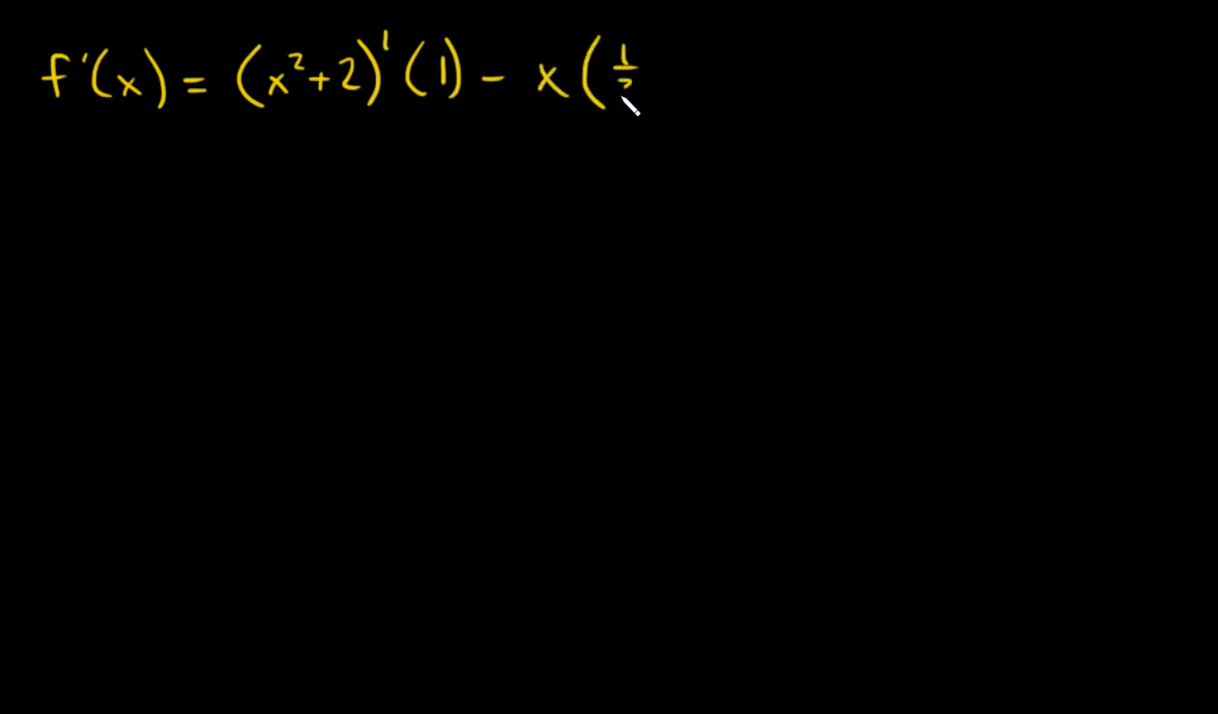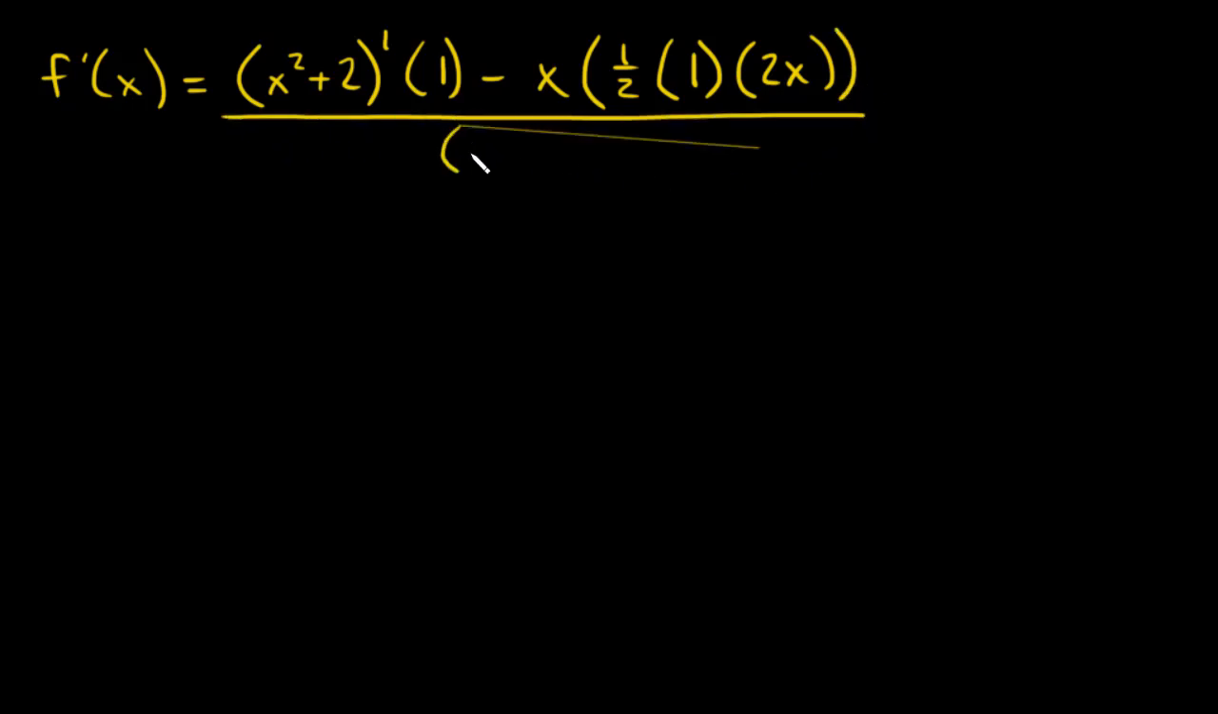So I've got f prime of x equals x squared plus 2 to the first power times 1 minus x times 1/2 times that whole thing simplified to a 1 times 2x, like that. And then all of that is over, well, it's a stray, or kind of weird. Where did that come from? X squared plus 2 to the 3/2.